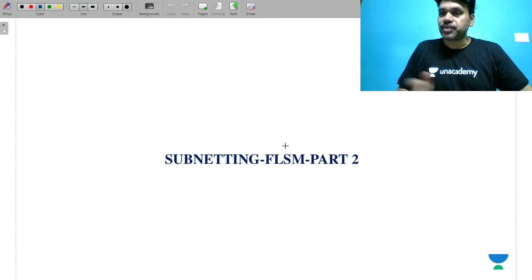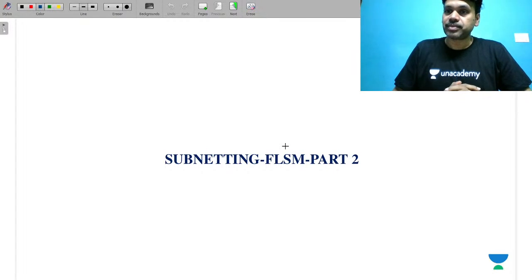In this session, we are going to discuss FLSM part 2. That means how to obtain the number of subnets and how to obtain the number of host IDs per subnet according to the different classes. And what the different varieties of subnets are, we will discuss in this session.